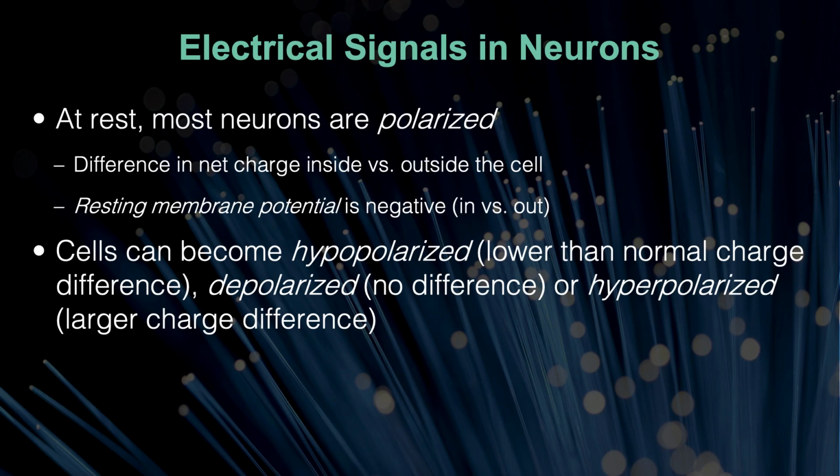So hypopolarized in this case is lower than normal membrane potential. Depolarized means no membrane potential. Hyperpolarized means larger than normal membrane potential. When I say larger than normal, I mean more negative in this case. Hyperpolarized, more negative.